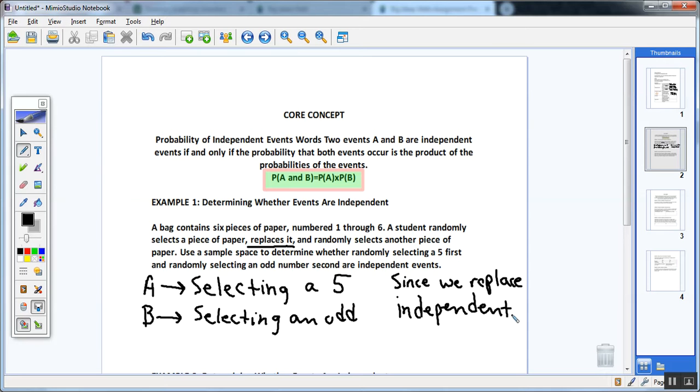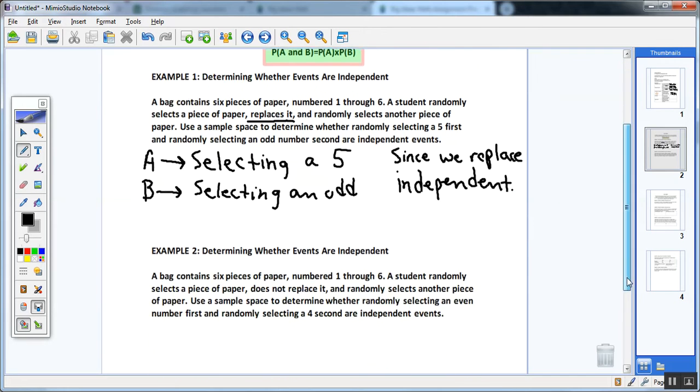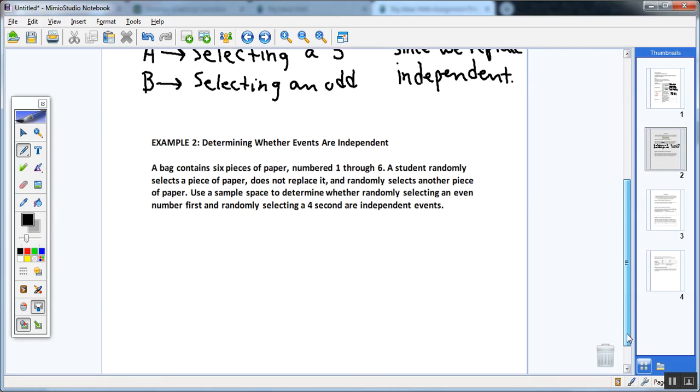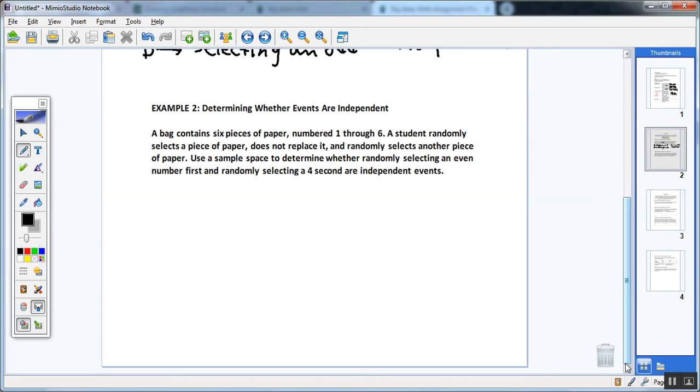All right. Now, if it said you're not replacing, then what kind of event would it have been? Dependent, because it depends on what you drew out the first time in order for that second event to happen. Hey, that's number 2. Okay, so let's talk about example 2, determining whether events are independent or not.